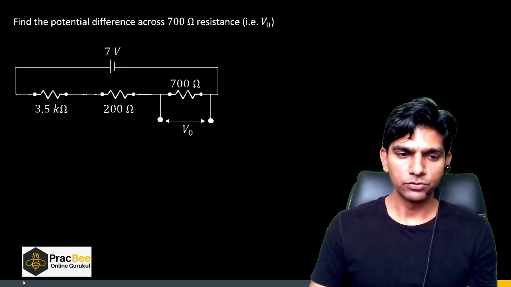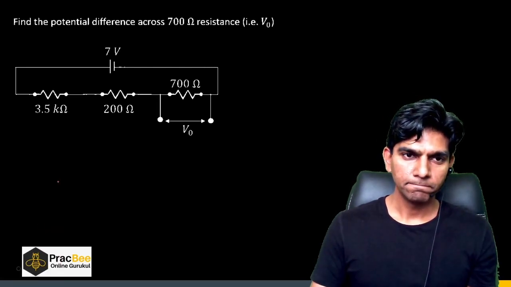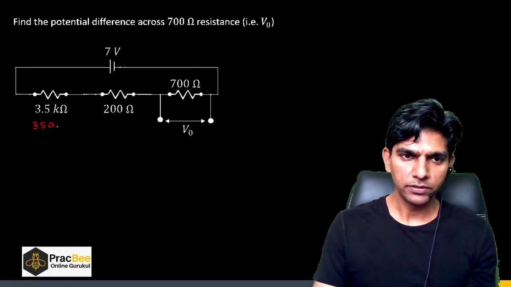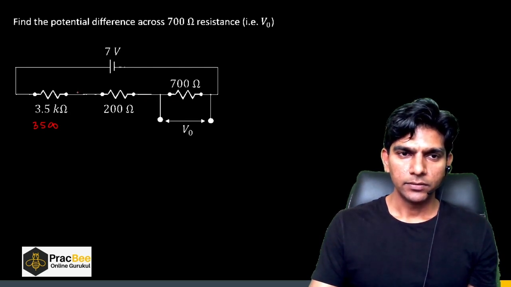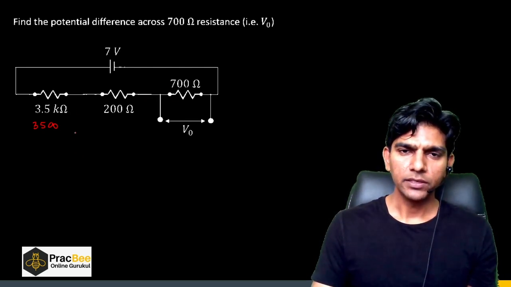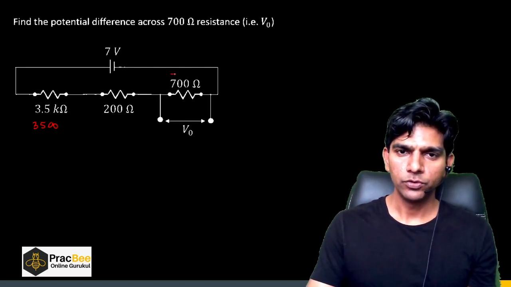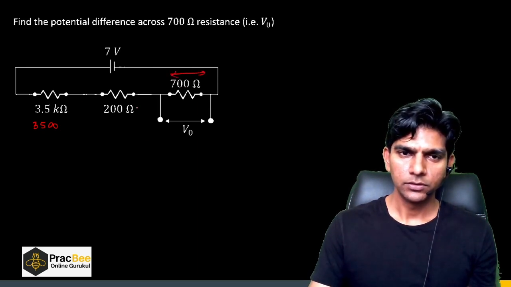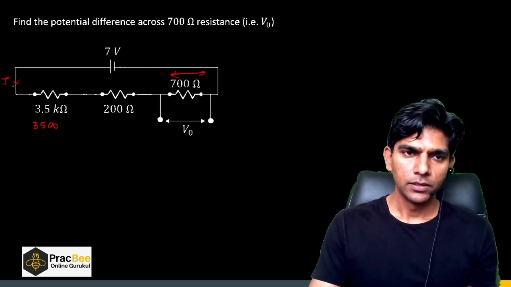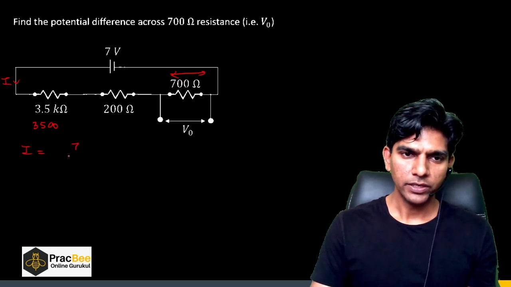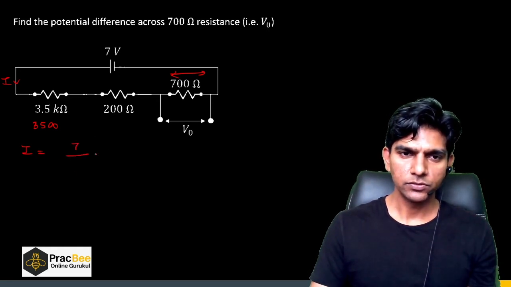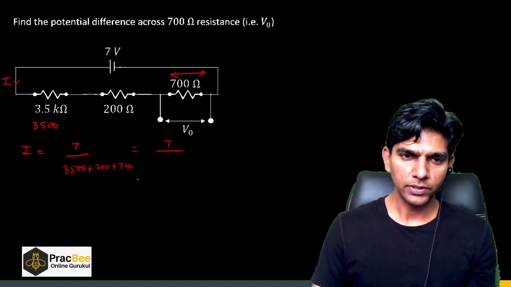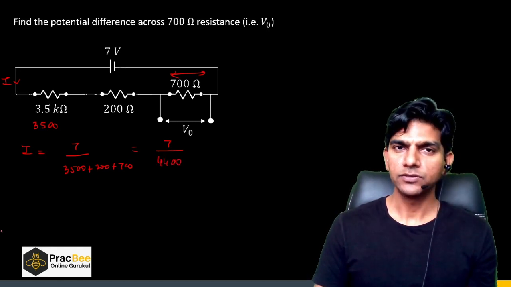A very standard question. So this is nothing but 3500, and we can find the current, right? Or if we want to find the potential across this, let us first find the current. So current will be V divided by the total resistance. So that will be 3500 plus 200 plus 700. So that comes out to be 7 by 4400, right? So that is the current.